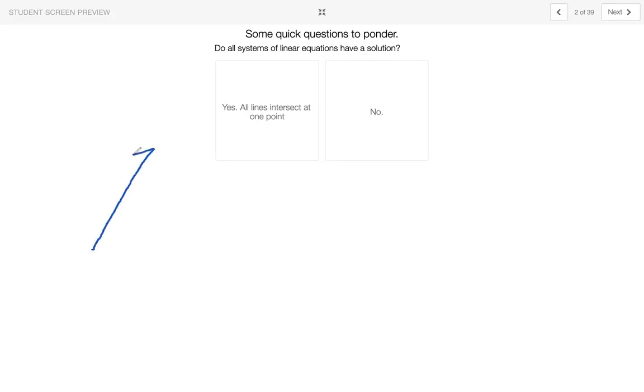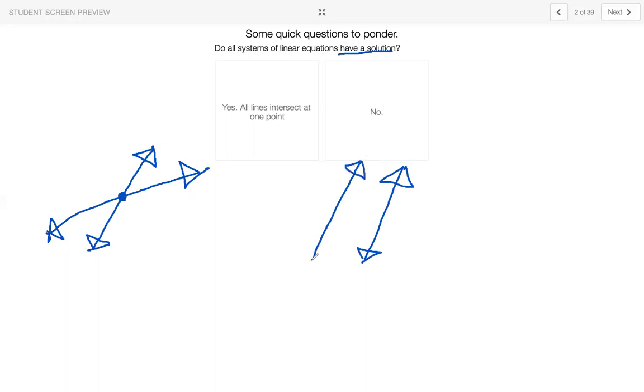Well, if we had a line like this, and we were asked if they have a solution, do all systems have a solution? Well, let's see. This would definitely have a solution because they intersect here. These lines, if they were parallel, what do you think? Would these have a solution? No, they wouldn't. There would be no solution.